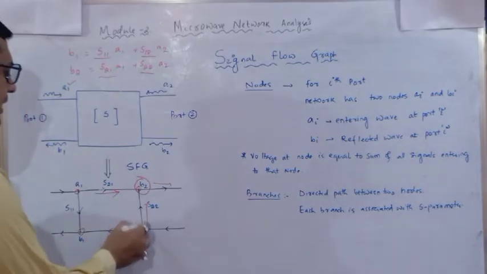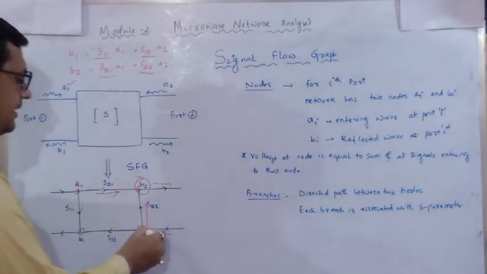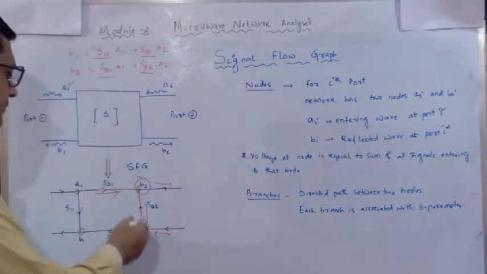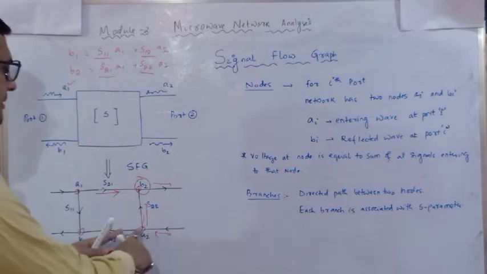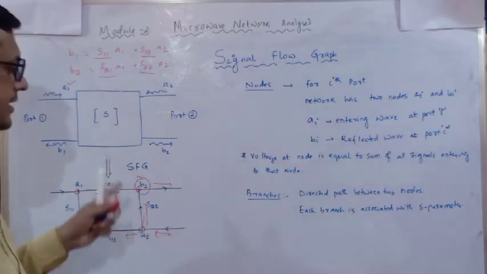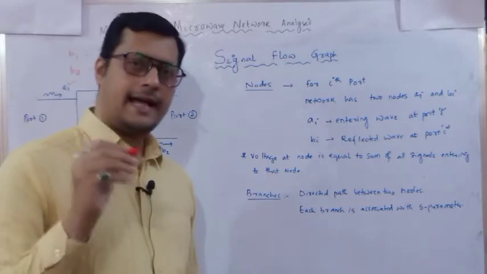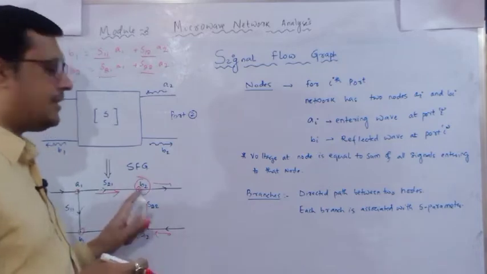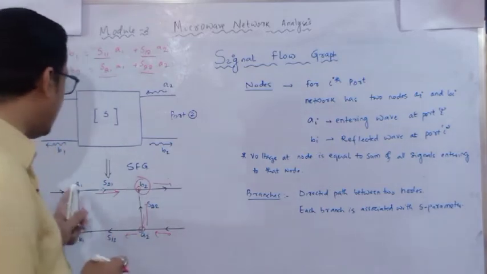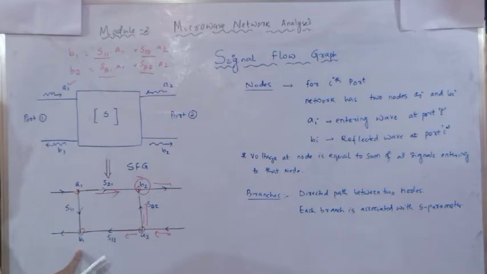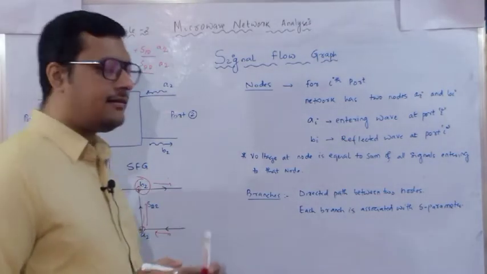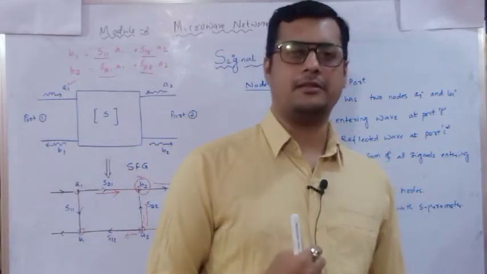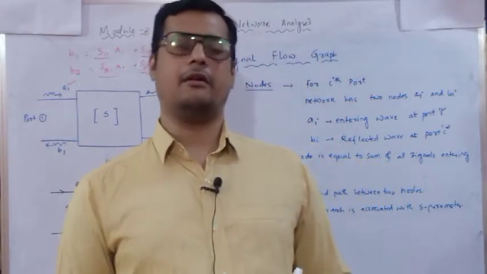Similarly, at port A2, incident potential is given here and there are two branches. One is incident toward B2 and one is incident toward B1. So that means the potential is split. So these nodes act as a summer as well as a splitter. Here the potential splits, here the potential combines. Similarly, here the potential splits, here the potential combines. So these are the small relations through which we can understand the working principle of a signal flow graph for microwave networks.